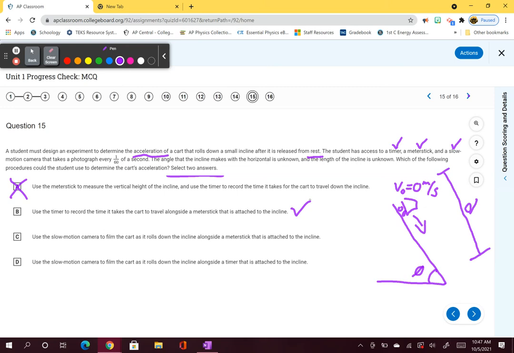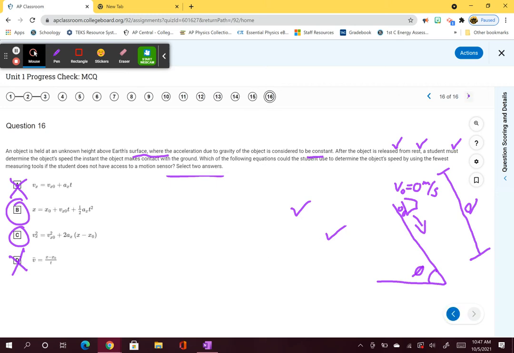Use the slow motion camera to film the cart as it rolls down the incline along the meter stick that is attached to the incline. Again, it kind of has the same idea as the timer, maybe just a little bit more accurate. Use the slow motion camera to film the cart as it rolls down the incline along a timer that's attached. So the slow motion camera will give you the time, so you don't need a double time. So the answer is B and C. There we go. Last one.